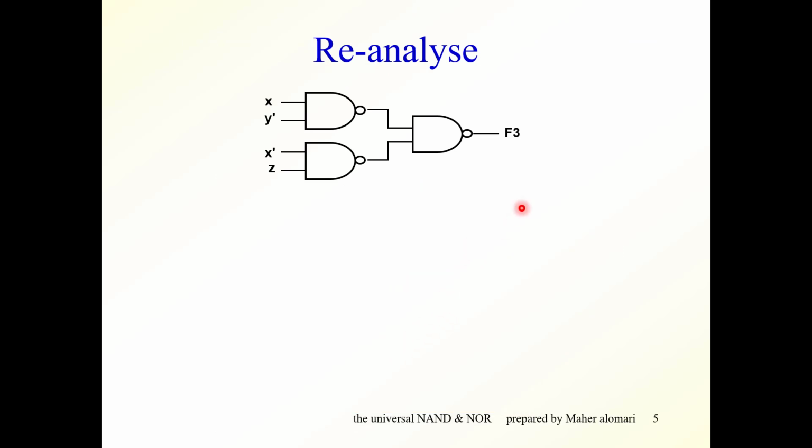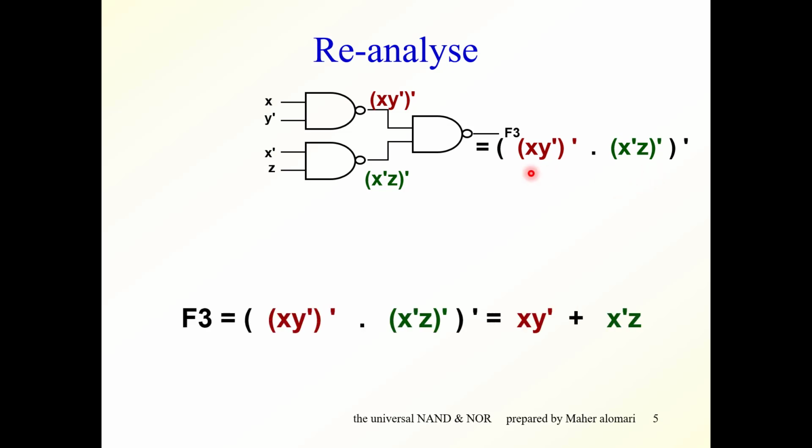Okay, let's reanalyze the sum circuit to see if we get the same function. Okay, here the circuit is shown. Now the output of this NAND gate is, and the output of this NAND gate is, and the output of this NAND gate is this. Of course, this is equal to, take this complement inside, this will become an OR, and this will become this one, and this one will become this one. So it is the same function that we implemented.